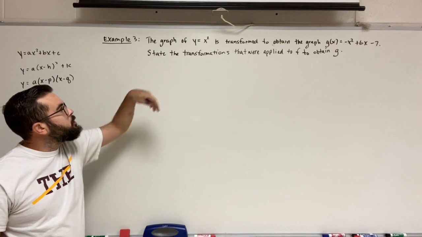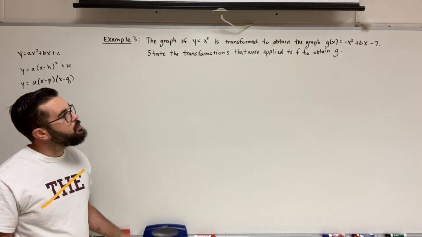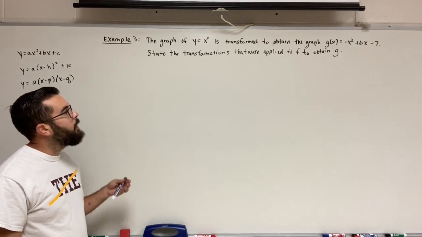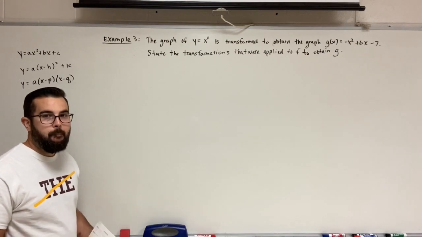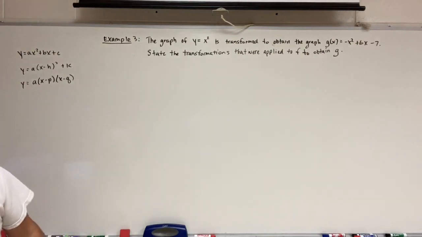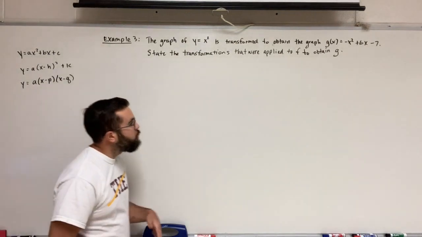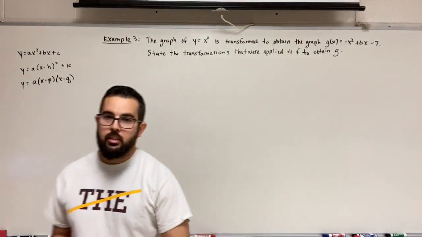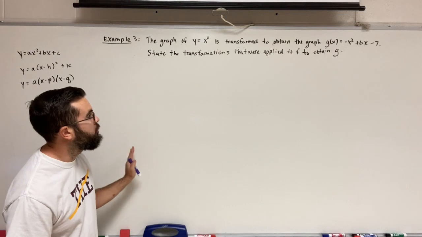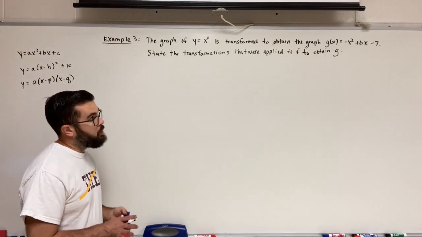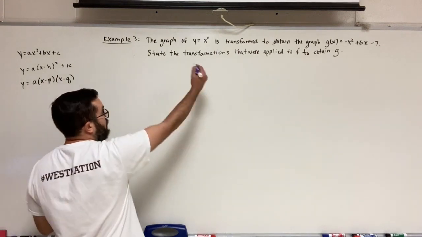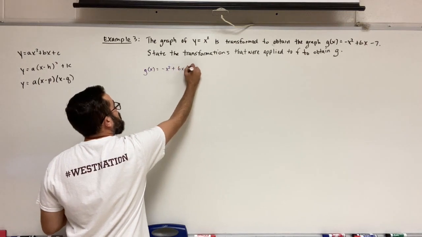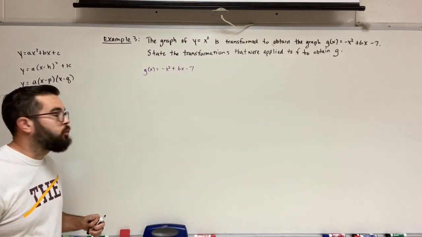The graph of y equals x squared is transformed to attain the graph of g of x equals negative x squared plus 6x minus 7. State the transformations that were applied to f to obtain g. So here's a problem where this form is not very helpful in describing transformations or to see the transformations that go from one function to another. So what we're going to do is take y equals, or g of x, and we're going to write it in vertex form.